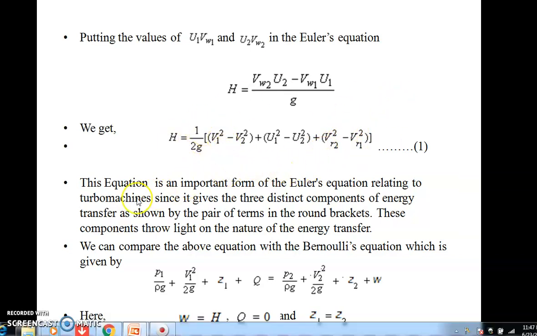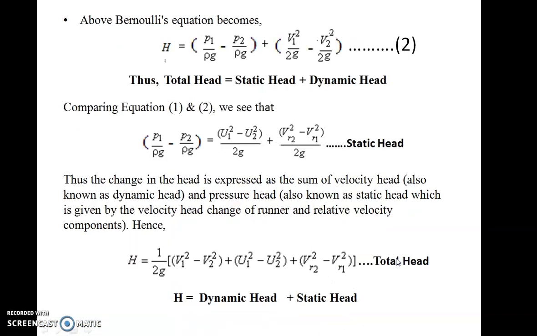Now this equation is an important form of Euler's equation. If you compare this equation with Bernoulli's equation, P1 by rho g plus V1 square by 2g plus Z1 plus Q is equal to P2 by rho g plus V2 square by 2g plus Z2 plus W. Q and W we were neglecting, but here W you have to take into consideration. Work is supplied, so you have to take work as the Euler's head. If you compare this, then you will get capital H is equal to P1 minus P2 by rho g plus V1 square minus V2 square by 2g.